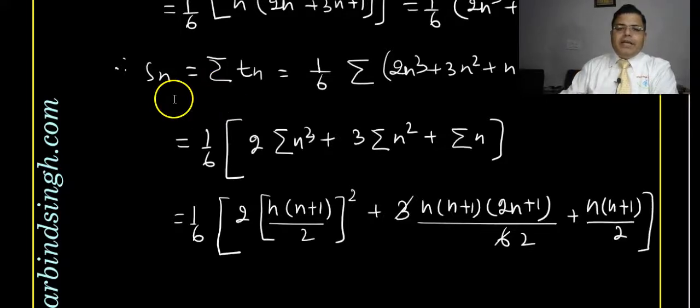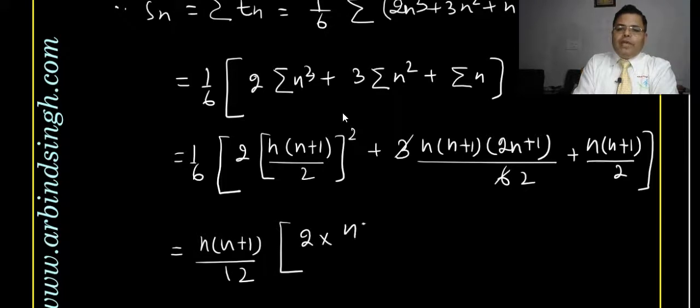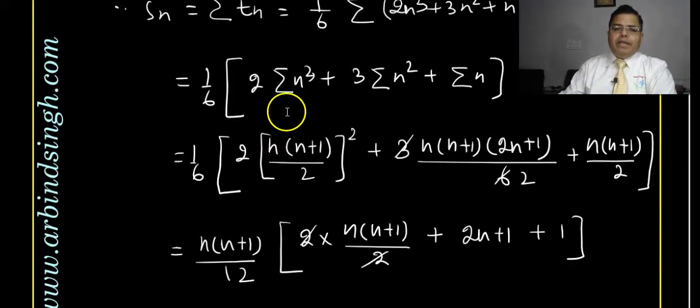Now we can take out n into n plus 1 by 2 common, 6 is already there, so it will be n into n plus 1 by 12. And what is left here? 2 times of n into n plus 1 by 2 will be left, 2 cancels out, and here what is left? 2n plus 1 will be left, because n into n plus 1 by 2 has been taken common. And what is left from there? 1 is left from there.